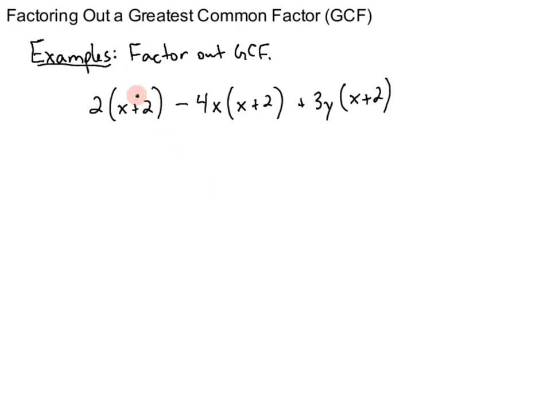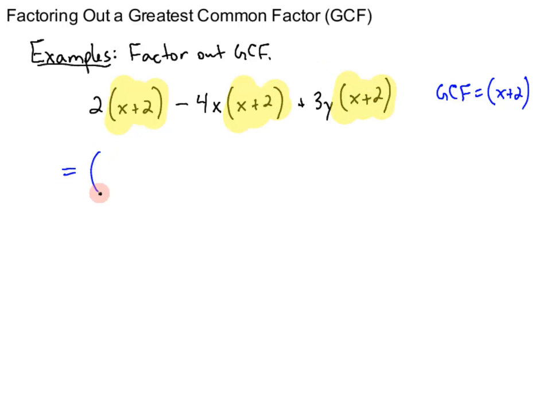Here's an interesting example. We have 3 terms here, so I need to look at these 3 and say what divides evenly into all 3 of those. And the only thing that I see in common to all 3 is the x plus 2. So in this case, the GCF is the x plus 2. So I'm going to highlight those, and that's what I'm going to pull out of all 3.